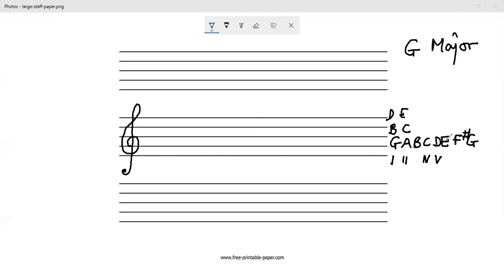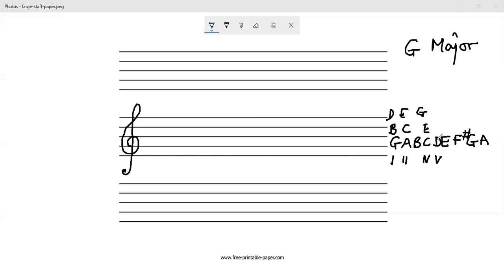C, miss out the D, put the E. Now, E, miss out the F sharp, put the G. Now remember, for chord 5, we're going to need the next note on. So the next note in this scale would be A. And if you get stuck, just look at the beginning. It goes from G to A.